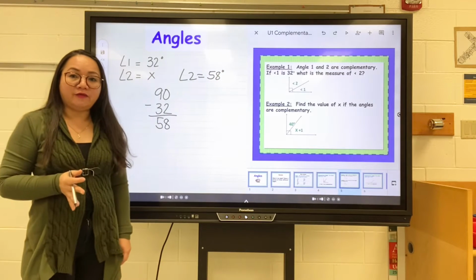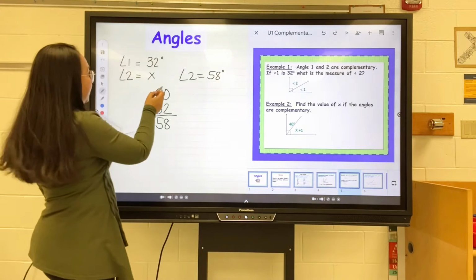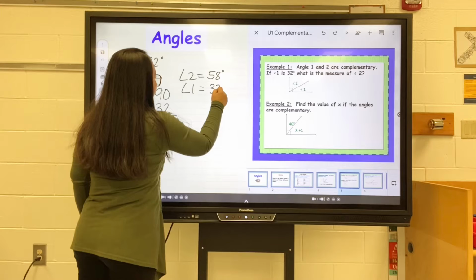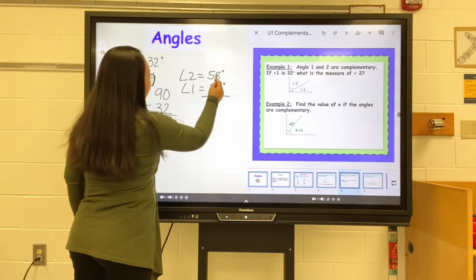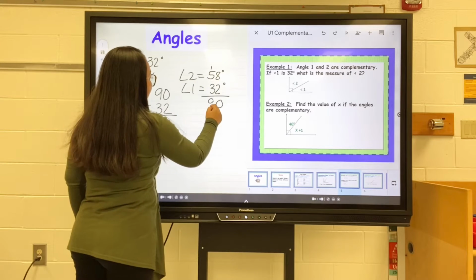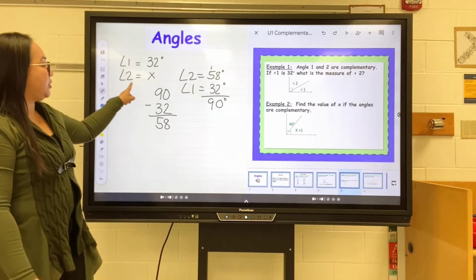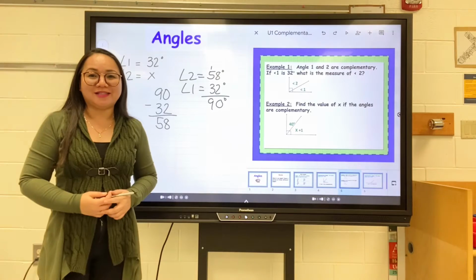And you can check if the answer is correct. Just add angle 1, which is 32, and angle 2, which is 58, so 8 plus 2 is 10, and that is 90. So therefore, angle 1 is 32, and angle 2 is 58 degrees.